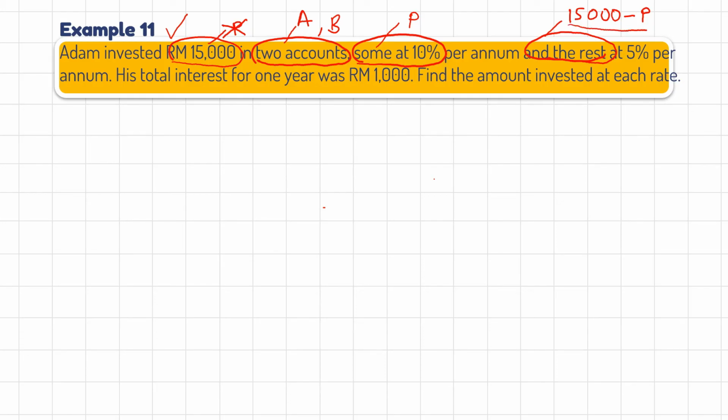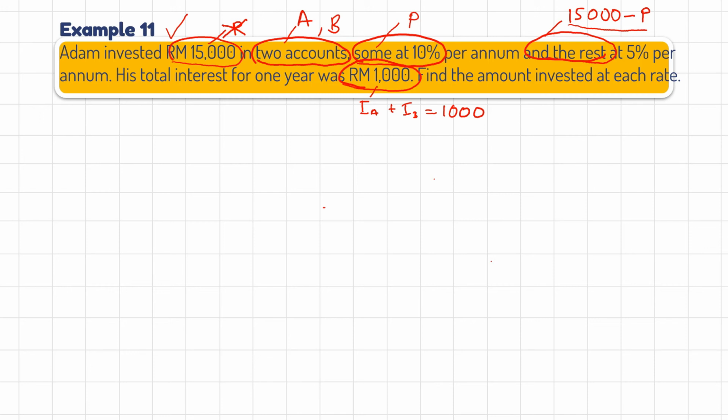And the next information that we have is his total interest for 1 year was 1,000 ringgit. Total interest means that interest from account A plus interest from account B will be equal to 1,000 ringgit. So we write such that IA plus IB equals to 1,000 ringgit. Next information is find the amount invested at each rate. The question asks you to find how much money Adam invested in account A and how much money Adam invested in account B. That's what the question wants you to find.